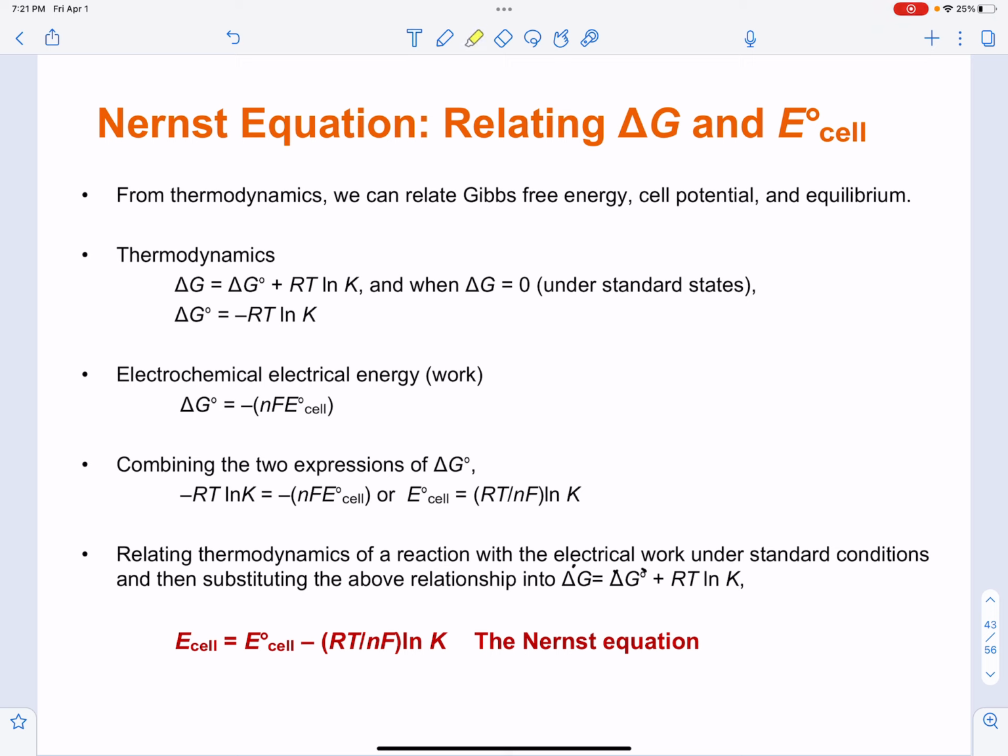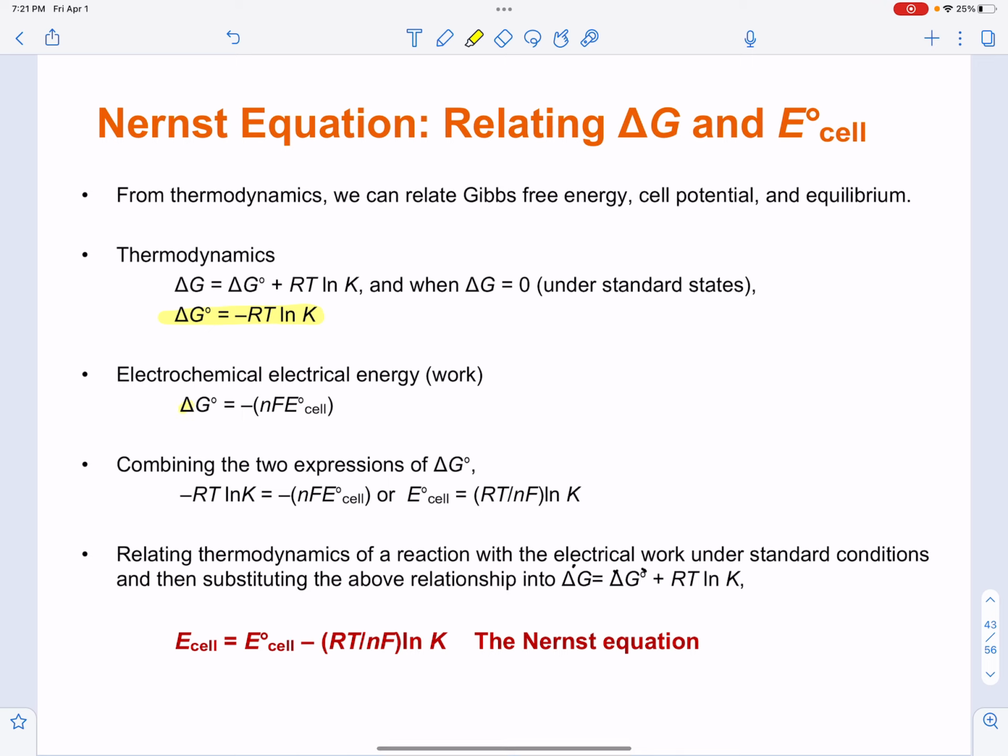Well, there's a lot of information here, and I'm not going to read it for you. You can read that on your own later. But I want to point out the relationship that we have. You already know this one. We learned that one in chapter 19. That's the one that relates the standard Gibbs free energy with the equilibrium constant.